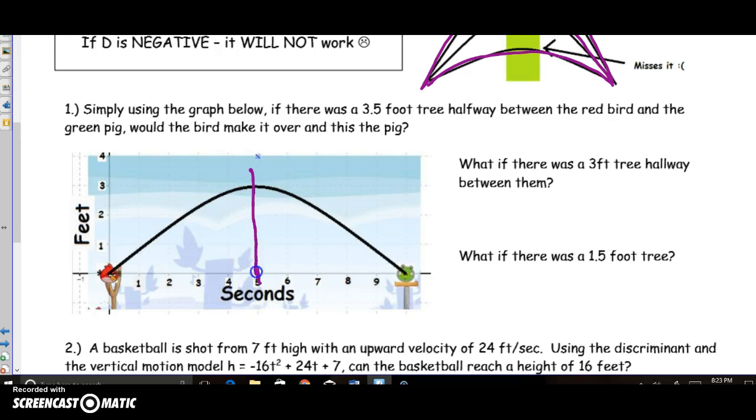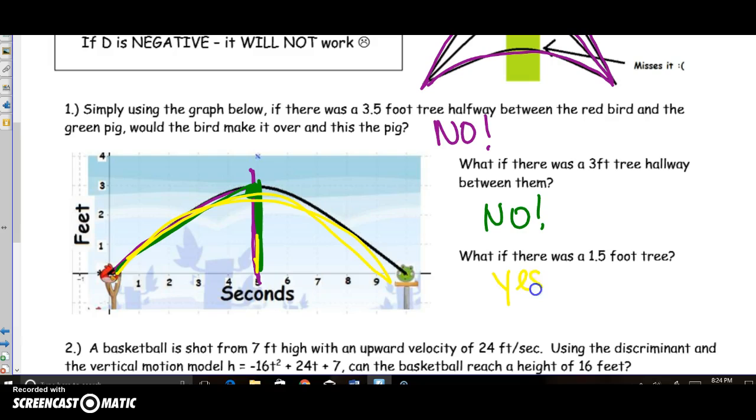Alright, so with that 3.5-foot tree, that first one, clearly the bird's going to get stuck right there. So that's not going to happen. If there was a 3-foot tall tree, that bird's going to get stuck right here and not be able to make it any further. So is he going to make it? No. And if it were only 1.5 feet tall, clearly he's going to be able to pass that up and make it over to the pig.